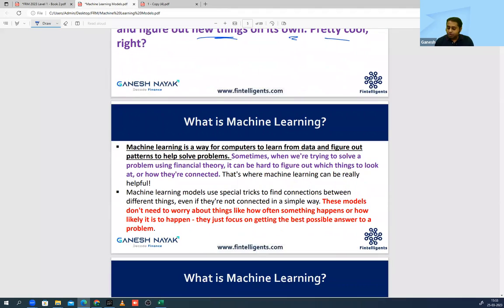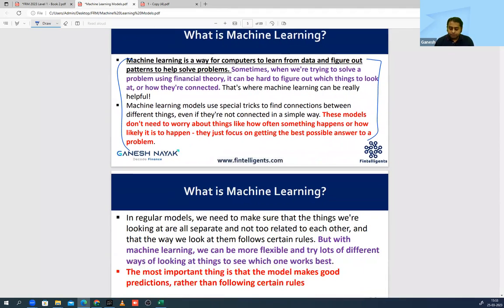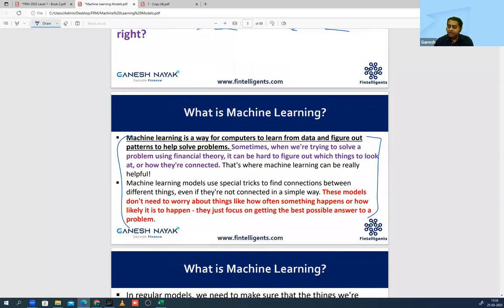Now, let us go to the section. This is what we have already covered. What is machine learning? Okay. You can read this paragraph. Read kar lo, please, everybody. So machine learning is a way for computer to learn from data and figure out pattern to solve problem. Okay. A lot of people are now using machine learning to predict where the next crime in the city is going to happen. Based on the data of crime that they have, historical data, they will predict. Machine will predict because of pattern identify karega. Okay.